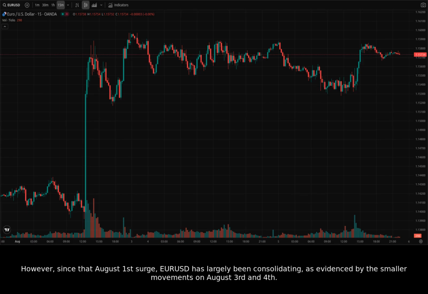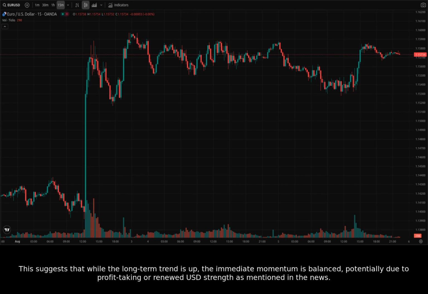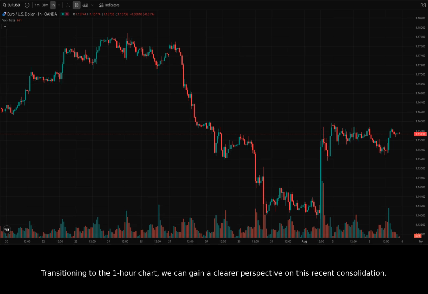However, since that August 1st surge, EURUSD has largely been consolidating, as evidenced by the smaller movements on August 3rd and 4th. The news reports today's price, August 5th, is slightly down, confirming this short-term sideways to slightly negative bias. This suggests that while the long-term trend is up, the immediate momentum is balanced, potentially due to profit-taking or renewed USD strength, as mentioned in the news. Transitioning to the 1-hour chart, we can gain a clearer perspective on this recent consolidation.